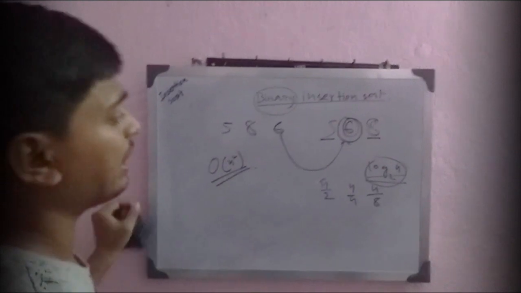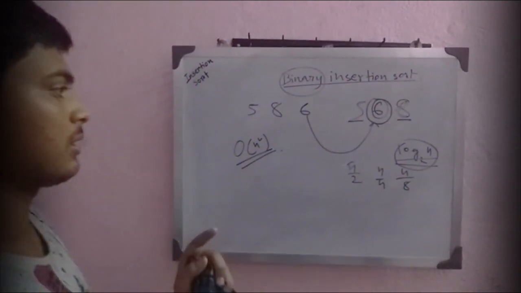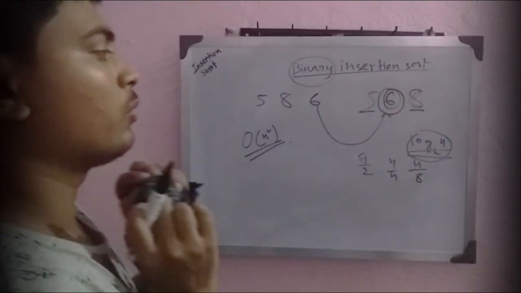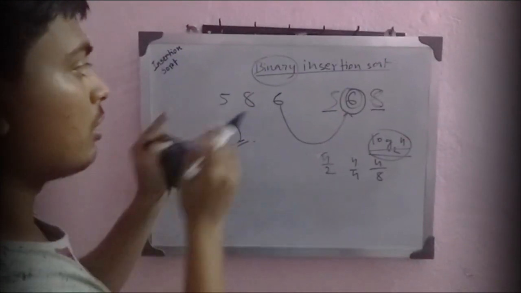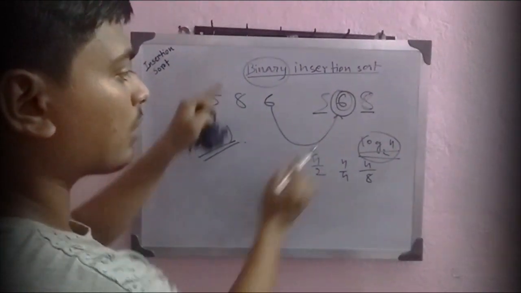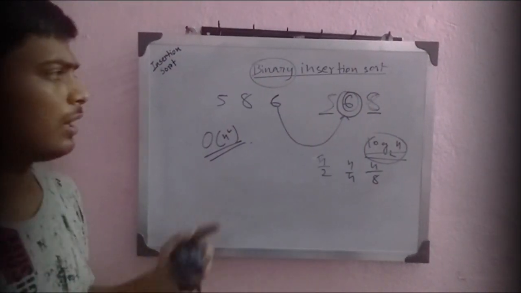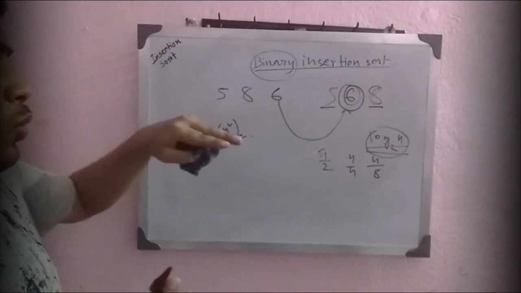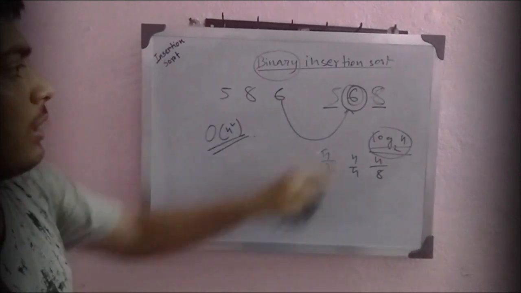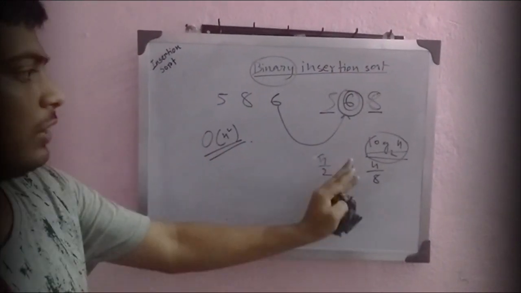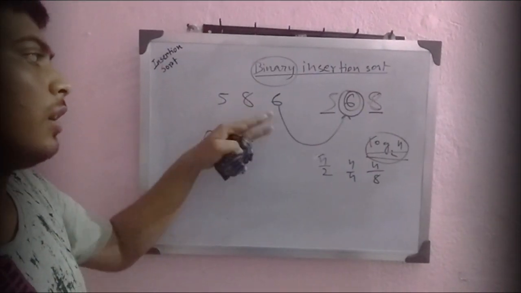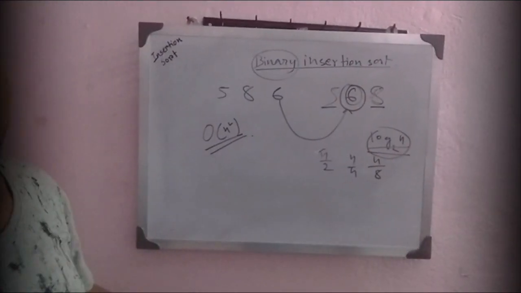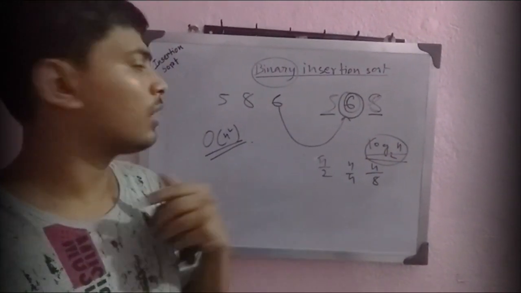Okay, so if the interviewer asks you to reduce the number of comparisons when you move the element from left to right, then you have to tell that yes sir, we might use binary search in insertion sort to reduce the number of comparisons. Okay, so this is all about insertion sort.